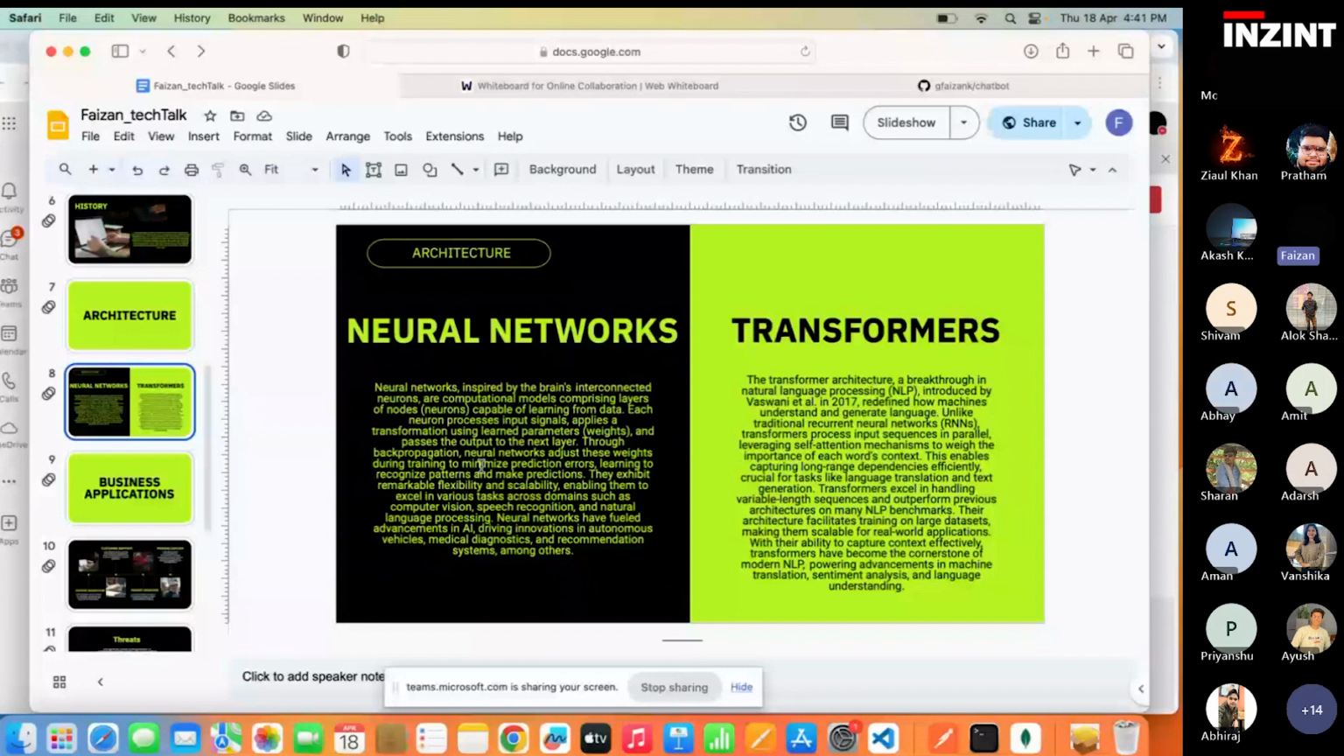Each neuron possesses input signals, and that's quite obvious, as we give input, it will produce an output after processing. Each neuron processes input signals, applies a transformation using learned parameters, that is weights, and passes the output to the next layer. There are a lot of processing steps involved internally in a large language model. As the steps are performed, the processed output is passed on to the next layer.